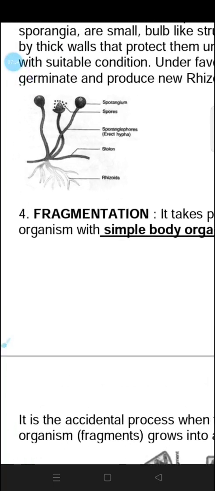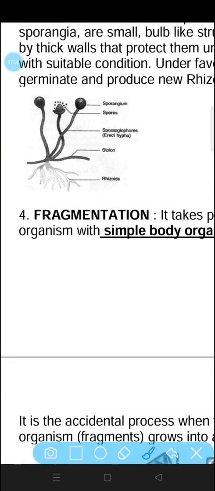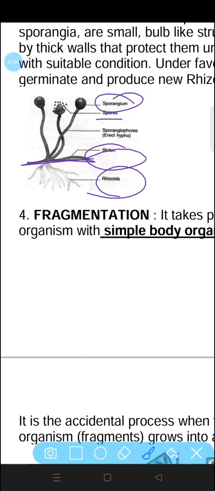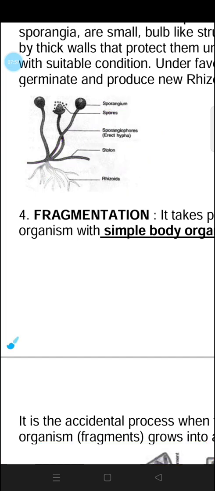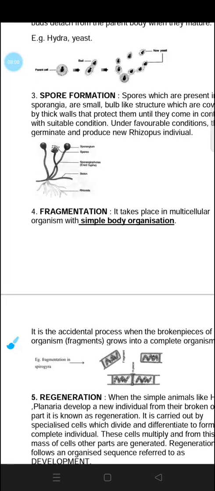It is an example of spore formation. Here you can see the roots are called rhizoids. This structure is called the stolon, and spores are present in the sporangium. Sporangiophores are the erect hyphae. These are called hyphae or sporangiophores. So these are all the different parts.